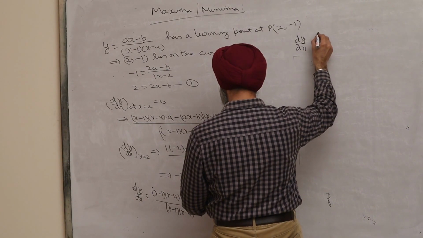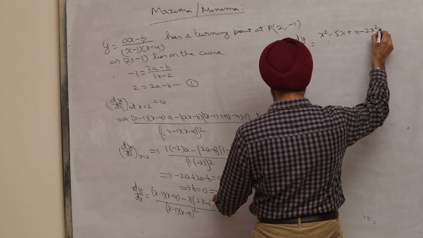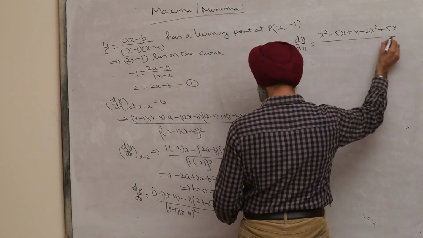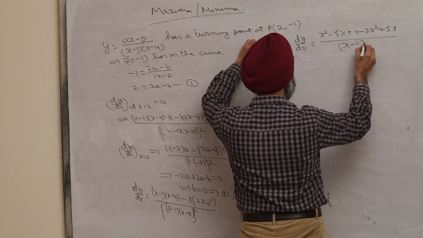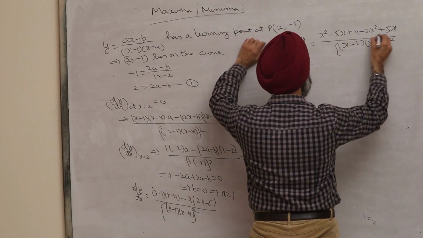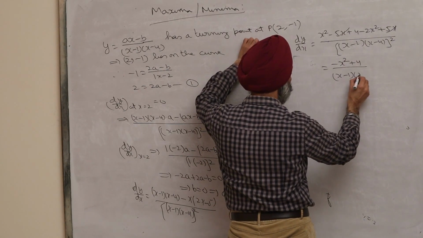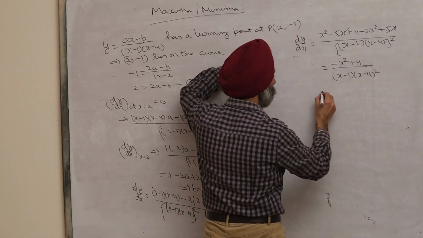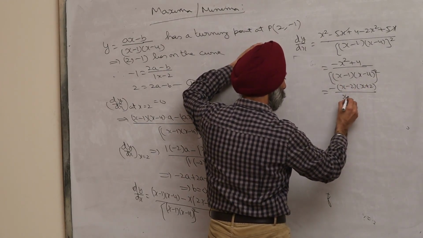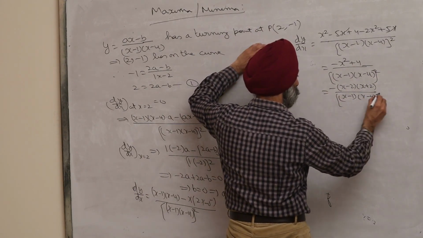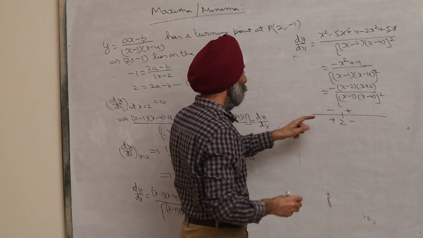So dy over dx is equal to (x square minus 5x plus 4 minus 2x square plus 5x) upon this whole square, upon (x minus 1 into x minus 4) whole square. Which is minus x square plus 4 upon (x minus 1 into x minus 4) whole square. So it is minus of (x minus 2 into x plus 2) upon (x minus 1 into x minus 4) and its square. So the signs here are minus, minus, plus, because of the negative sign.